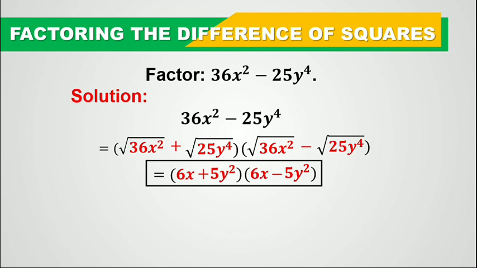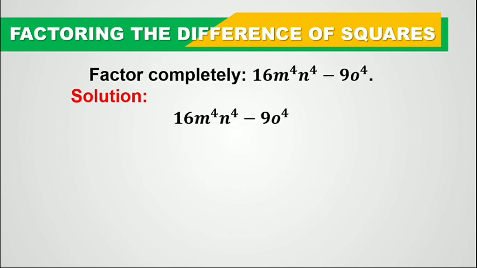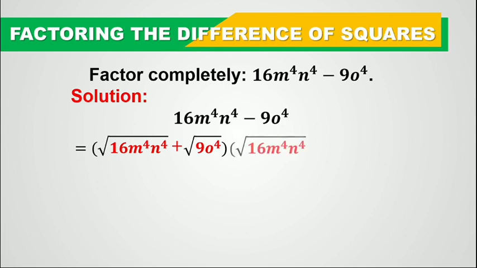So that is clear now, right? Now this time, let's try to factor this one completely, wherein the exponent is not just squared but 4. So the same procedure again. All you need to do is factor the first term. Get the square root of the first term plus the square root of the second term times the square root of the first term minus the square root of the second term, and then simplify them further.